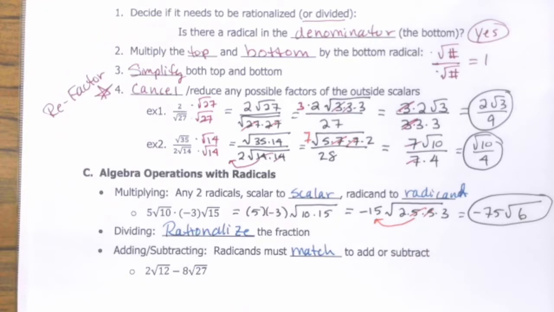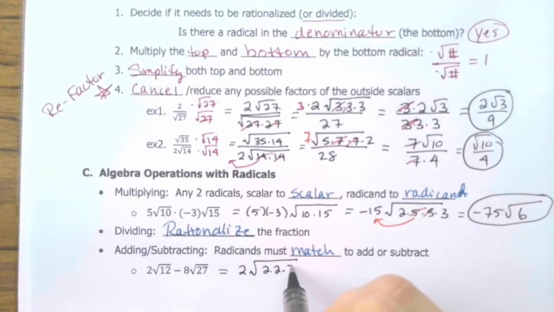They cannot be different. So, for example, in this form, I have a radical 12 and a radical 27. They're different. I can't subtract them. But it is possible for me to simplify them, and maybe what's left will match. So let's see. 12 is 4 times 3, or 2, 2, 3. 27 is 9 times 3, or 3, 3, 3.